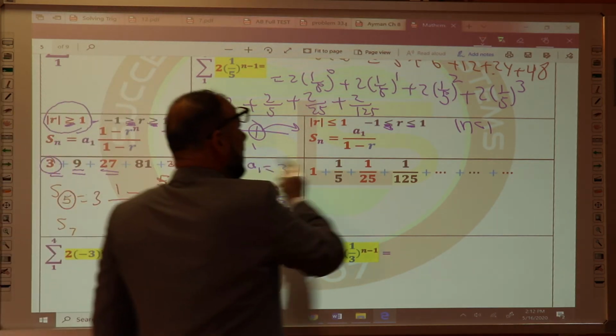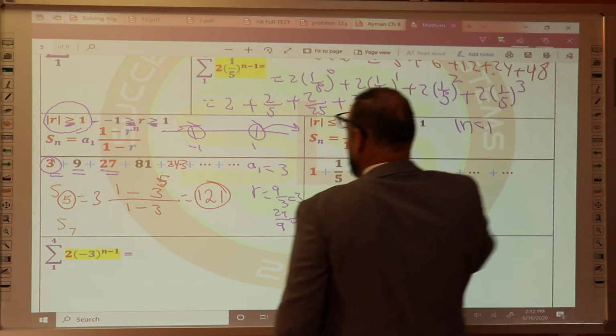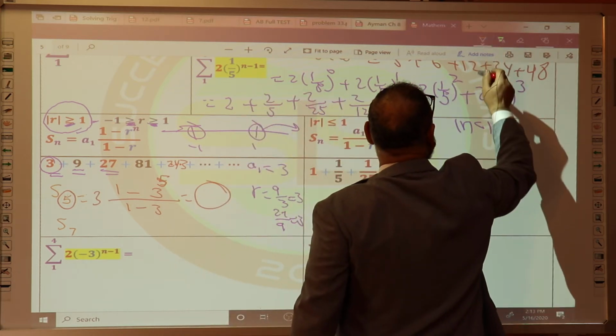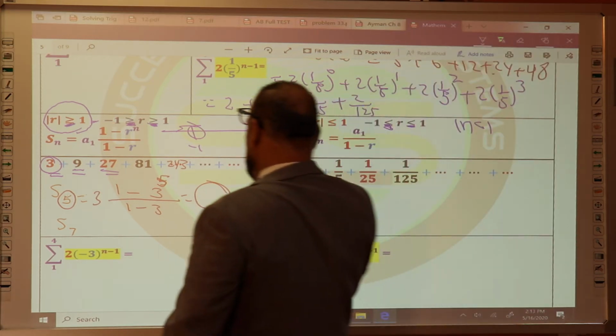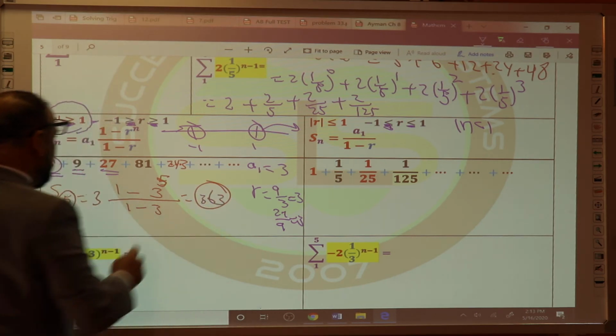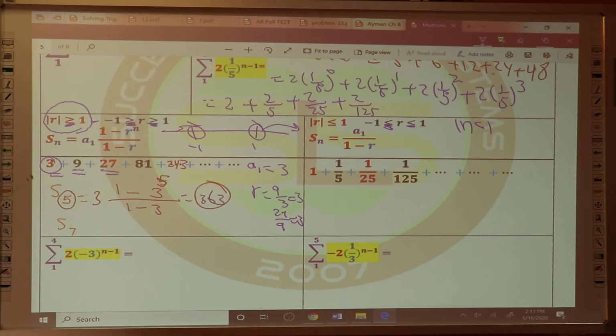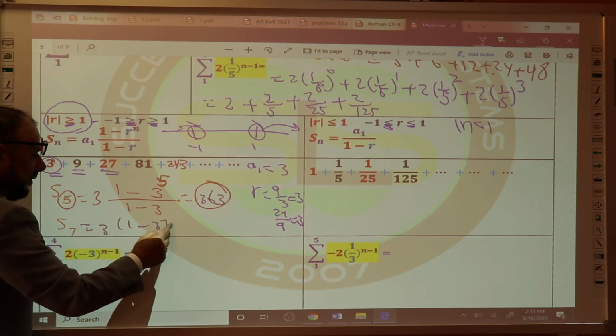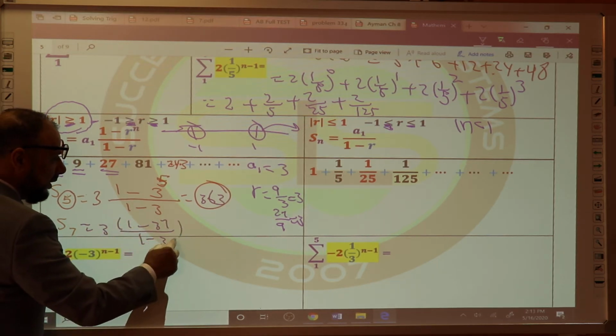You can do it. 121 times 3, 363. If you want to try it, you add 3 plus 9, 12, plus 27, plus 81, plus 243. That gives you 363. Try it, but use this one. It's the 7th term: 1 minus 3 to the 7 over 1 minus 3 equals.